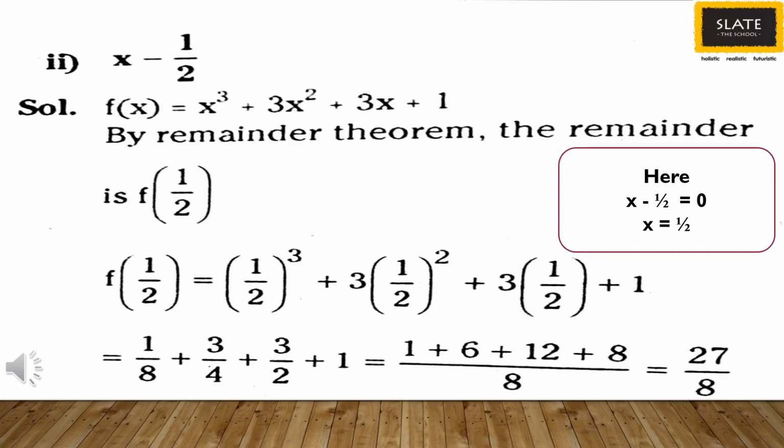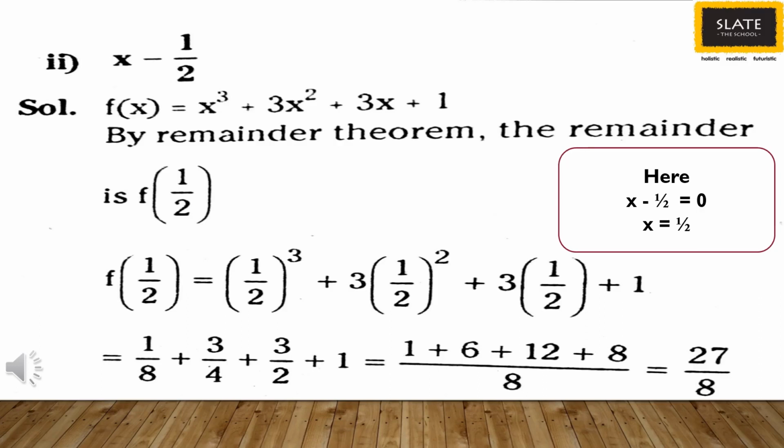Next question. We need to find the remainder when f of x is divided by x minus half. So, by remainder theorem, when f of x is divided by x minus a, then f of a is the remainder. Now, x minus half, when I equate it to 0, I get x is equal to half. Here, to find the remainder, we need to find the value of f of half. Now, let us see the calculation.